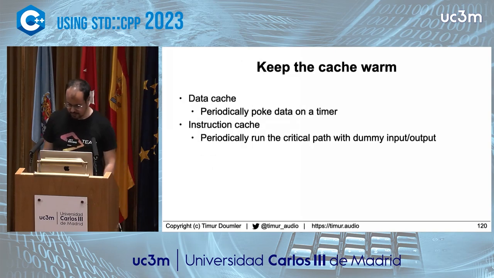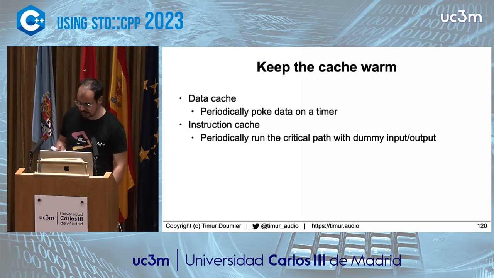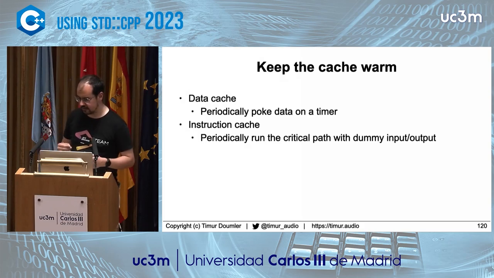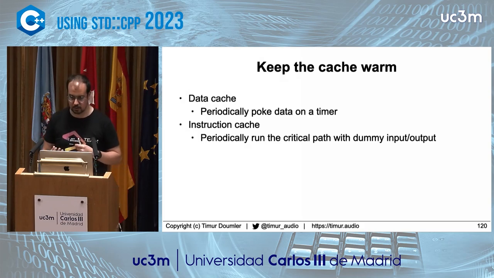And then how do you deal with the case where you want to execute a piece of code that isn't in the cache, or access data that isn't in the cache? In some of these low latency applications, you have stuff that isn't executed very often, or data that isn't accessed very often, so it's not going to be in the cache. But that's the hot path. So how do you make it be in the cache even though it's not being used most of the time?